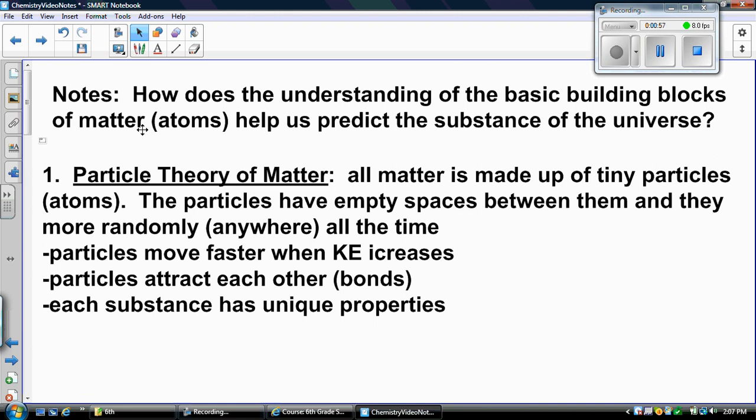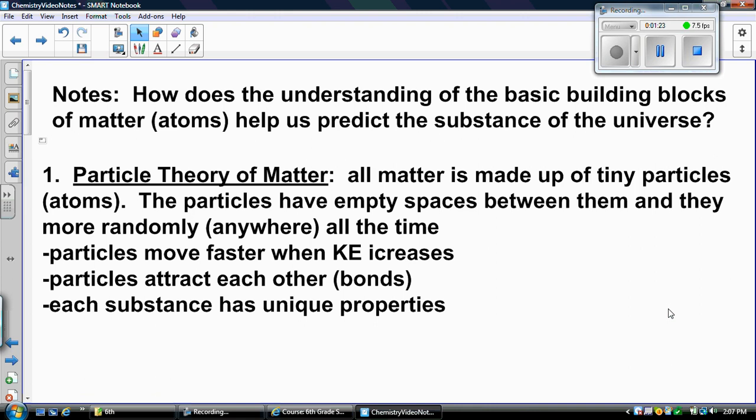These particles have empty spaces between them, and they move randomly anywhere all the time. So atoms have spaces between other atoms, and they move around all the time. That means they have kinetic energy. Particles move faster when kinetic energy increases. So the more kinetic energy matter has, the faster it'll move.